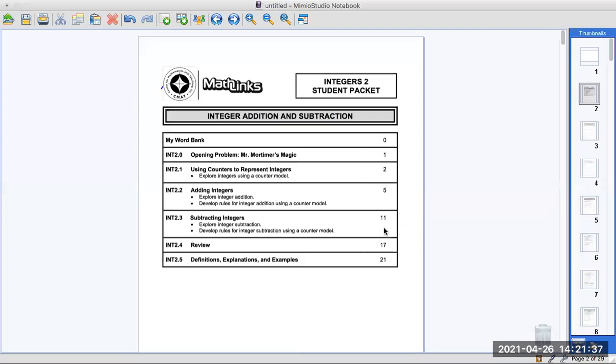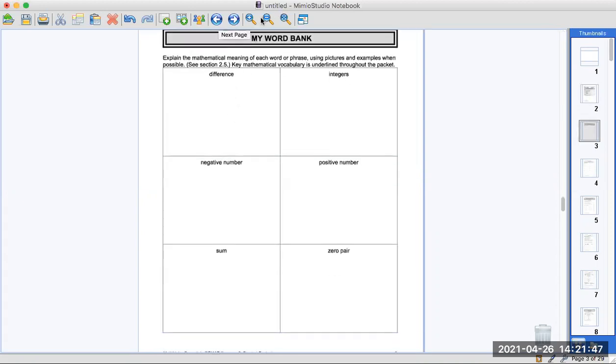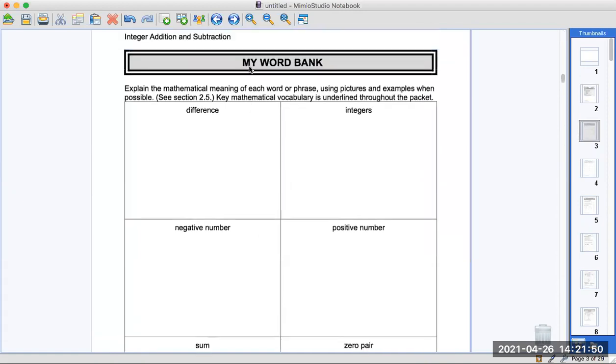Hello, everybody, and welcome to our first lesson in your new book, Integers 2. It's a yellow book, and we're going to lesson 1. So you're starting on your word bank.